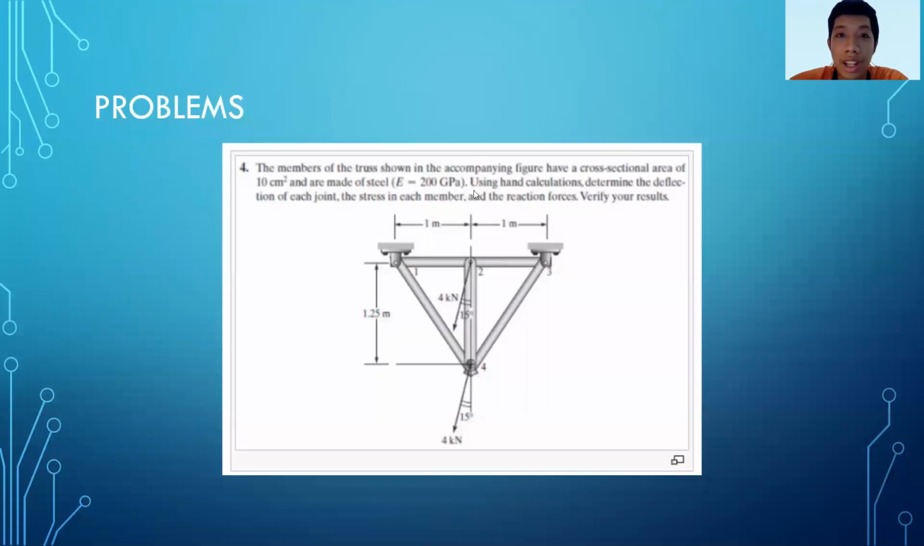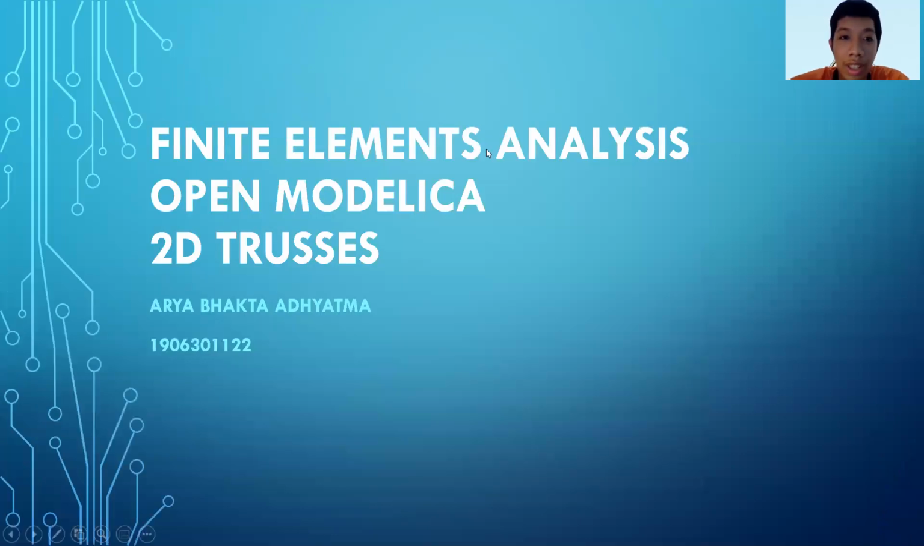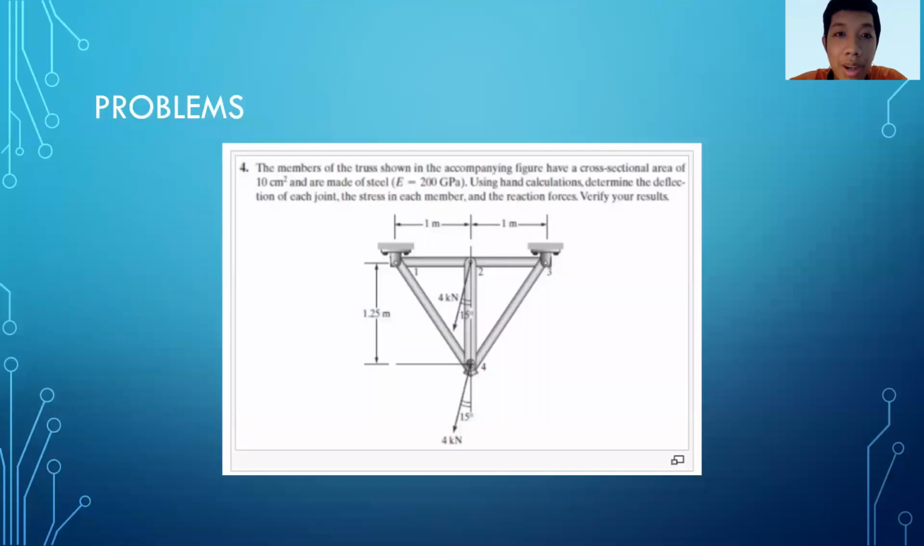My name is Arya Bhakta Adiatma with student number 90, 06, 30, 11, and 22. On this occasion, I want to convey my work in finite element analysis of trusses with OpenModelica. Now, I'm going to share my screen to show my work. Okay, this is the title that I mentioned before.